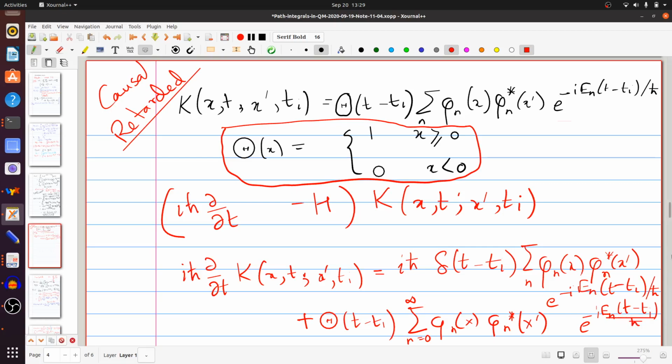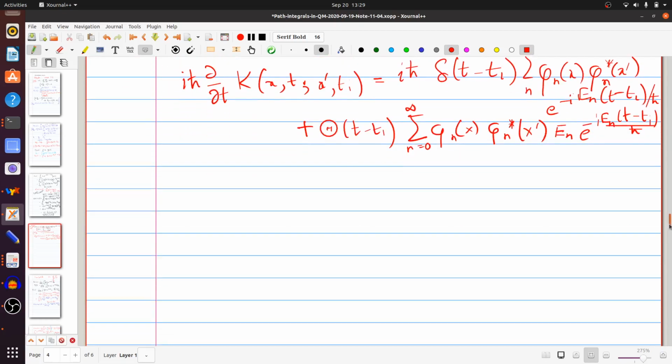But there will be one extra piece which comes from the derivative here, and that gives you minus iE_n by ħ, multiplied by the iħ which is there in front. This just simply gives you an E_n. So this is what the time derivative of the propagator gives you.